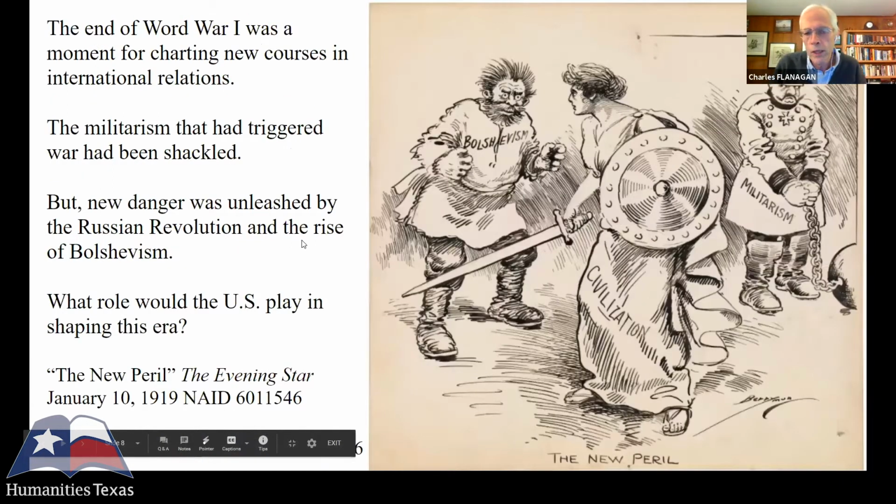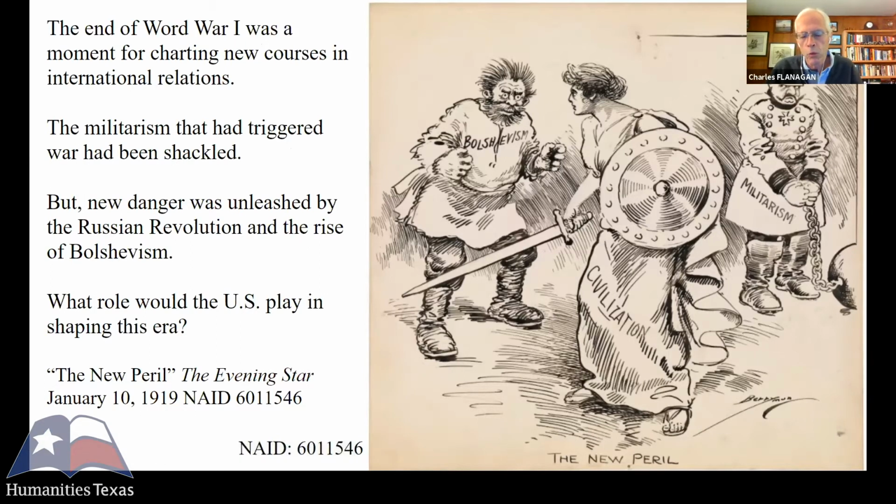So it's the end of the war, and the United States is really among the more powerful countries standing at the end of World War I. The question is, what would the role of America be in this post-war world? And so this was like a moment for charting new courses in international relations.